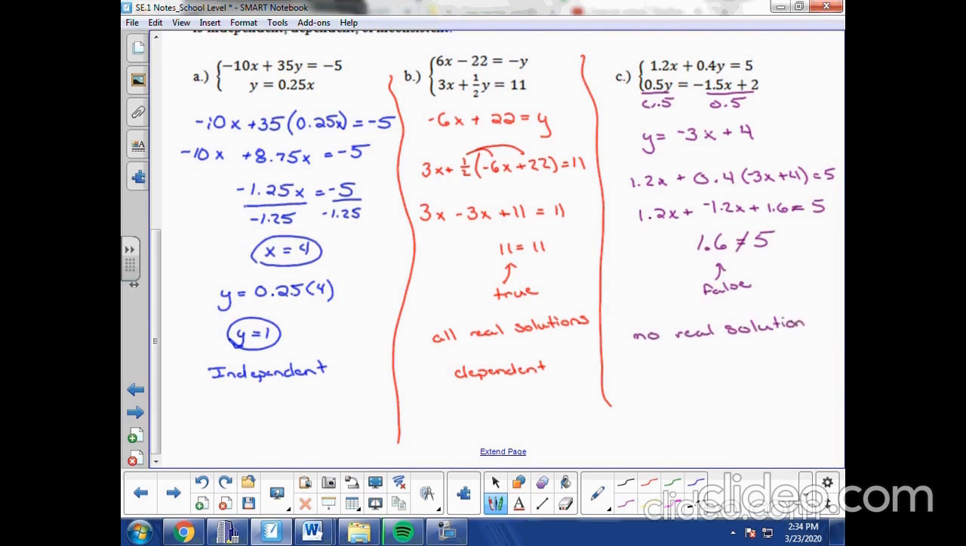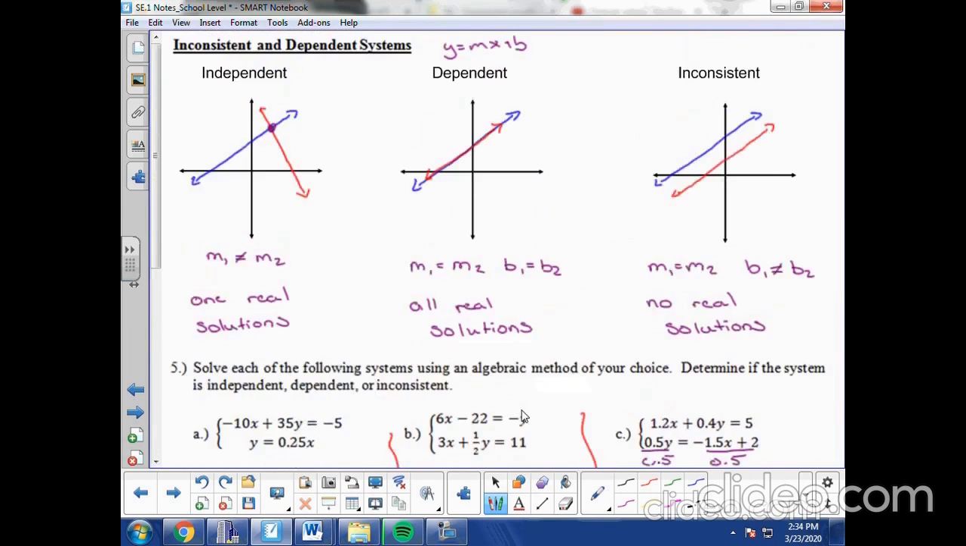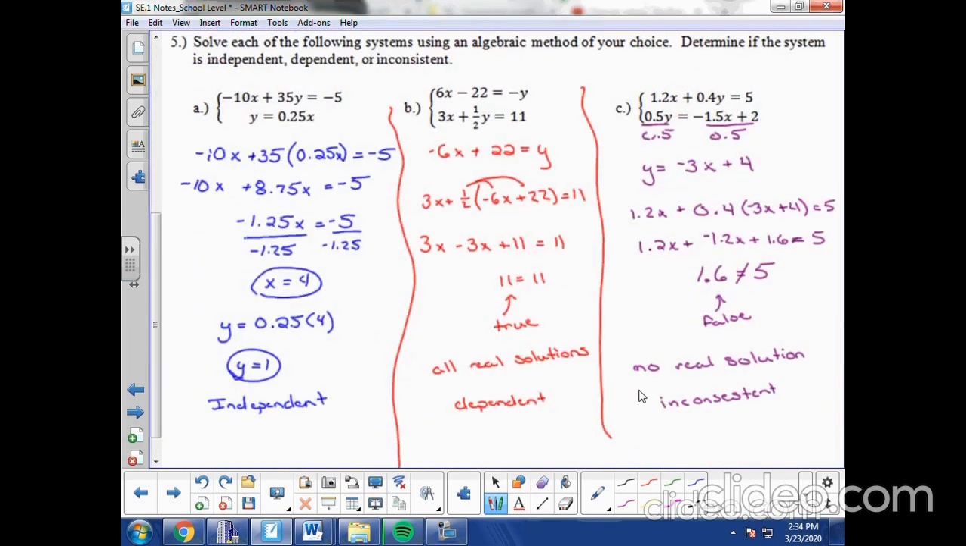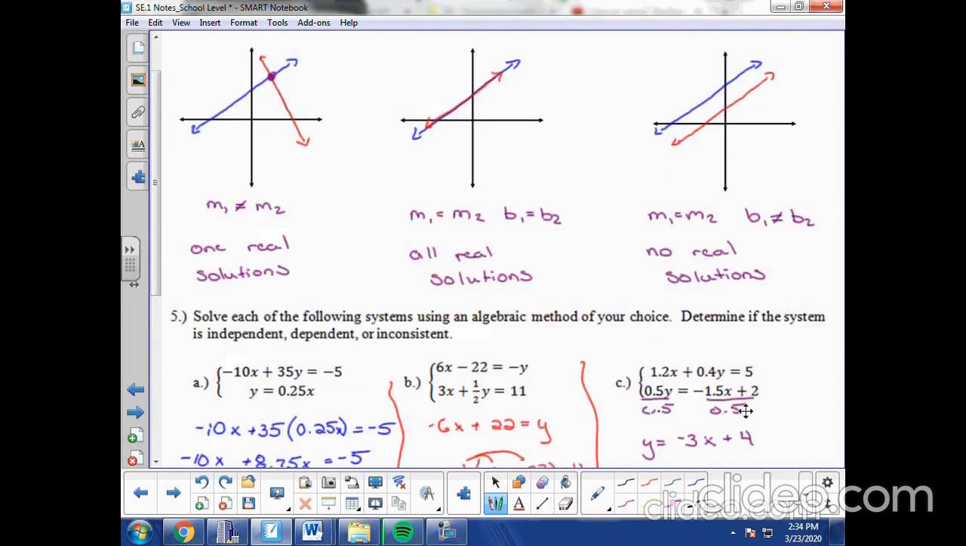So for this problem, this would actually be inconsistent. Sorry, I think I spelled inconsistent incorrectly there. Let me fix that spelling. There we go. So this would be what we consider inconsistent because it does not have any real solutions.